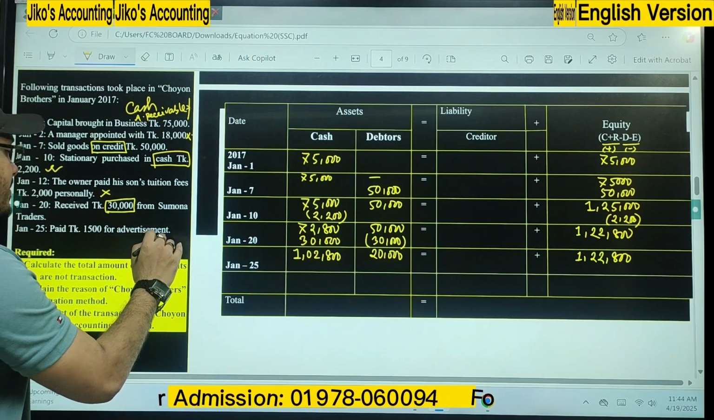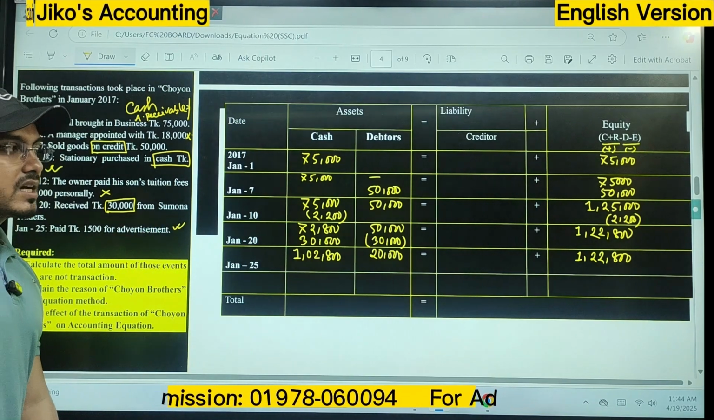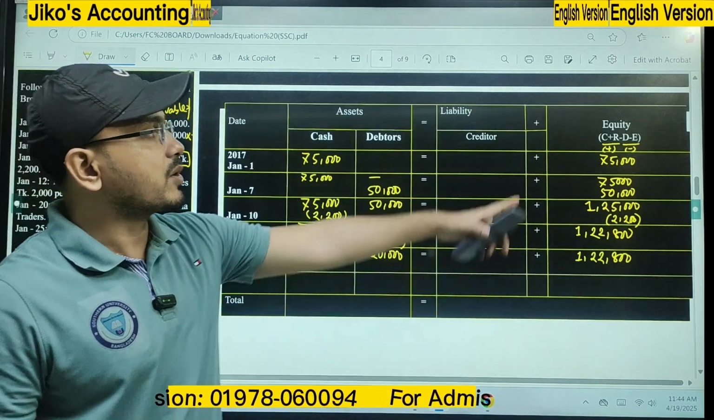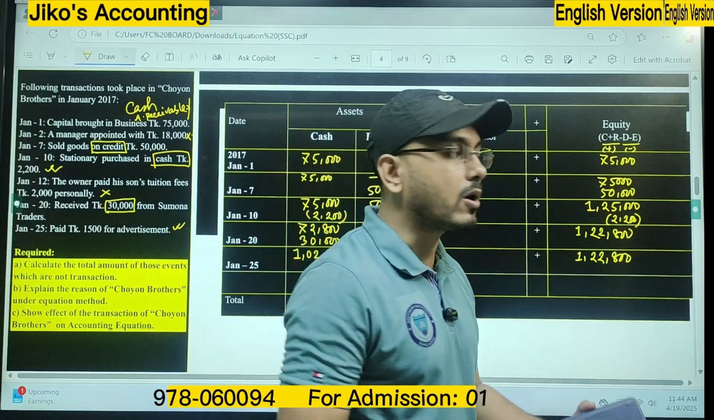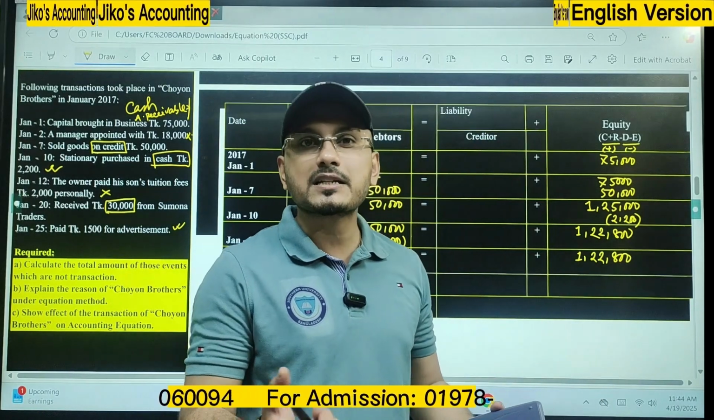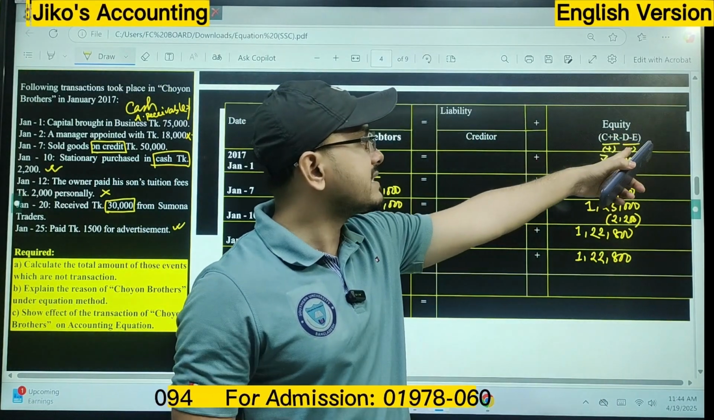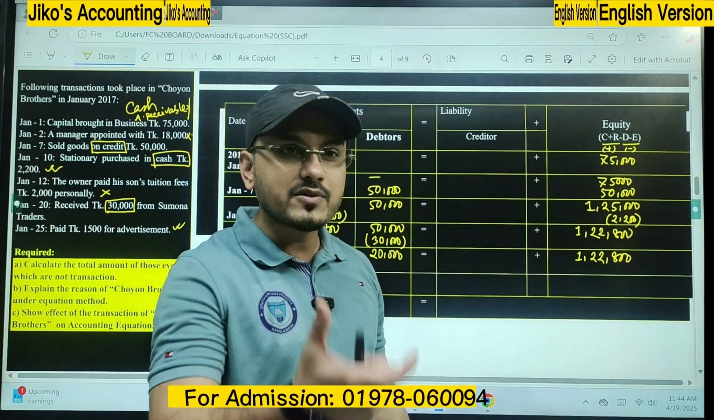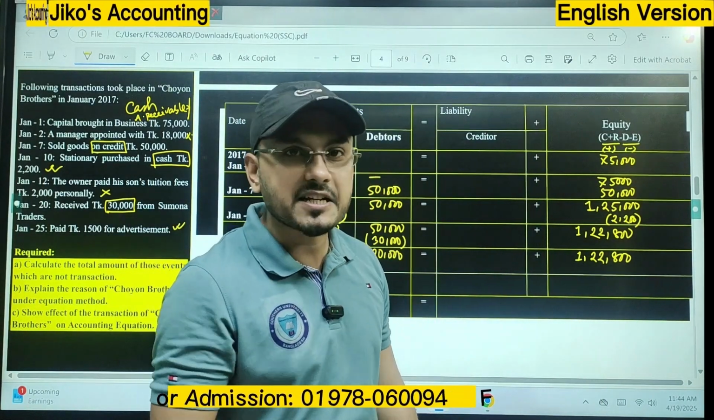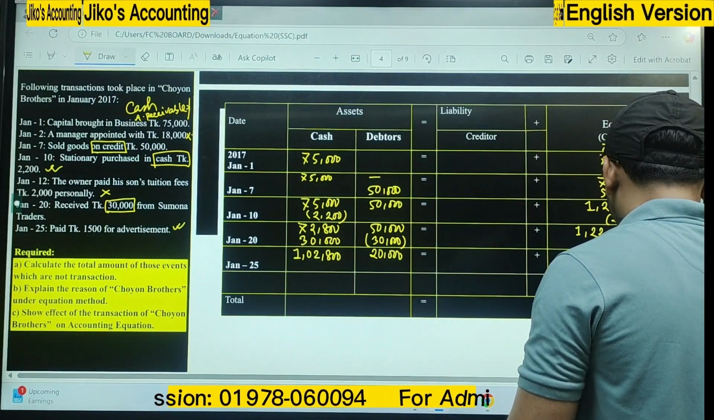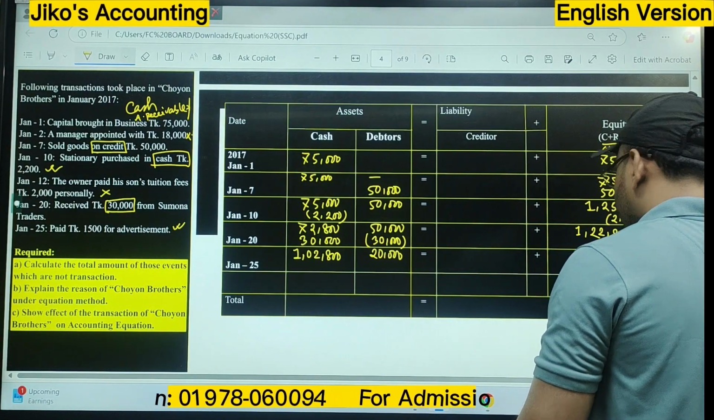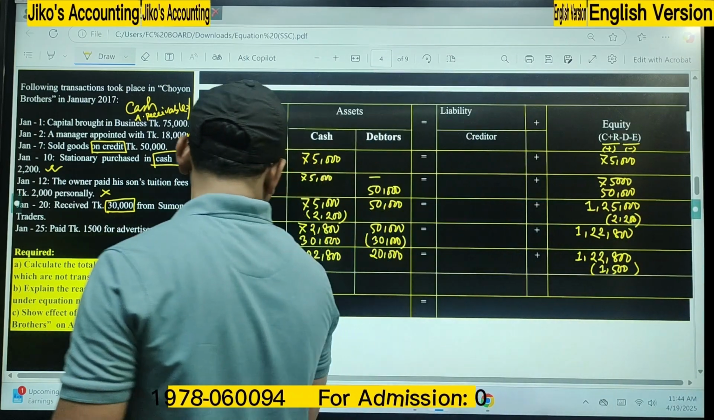Paid taka 1,500 for advertisement. Is advertisement an income or expense? Advertisement, salary, utility bill, electric bill, house rent, all of them are elements of expenses. So expenses indicate the reduction of equity. So reduction means I also have to use the bracket mark. I have to deduct this amount. What is my amount here? 1,500. How about my cash?